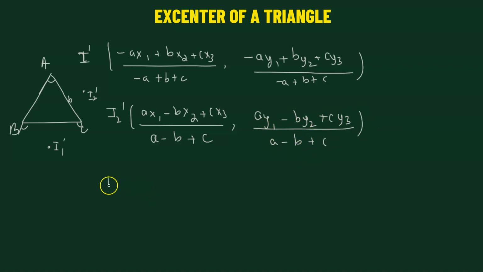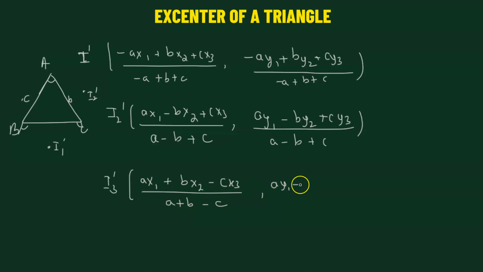Now what about the third excenter I3 prime, which lies in front of the line segment AB? Since this is denoted by the side c, the x coordinate will be ax1 plus bx2, this time we'll have negative cx3, divided by a plus b minus c, and the y coordinate will be ay1 plus by2 minus cy3 divided by a plus b minus c. So this is how we can define the coordinates of the three excenters of the triangle ABC.